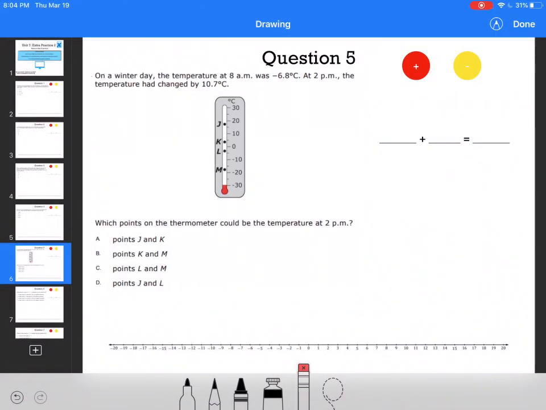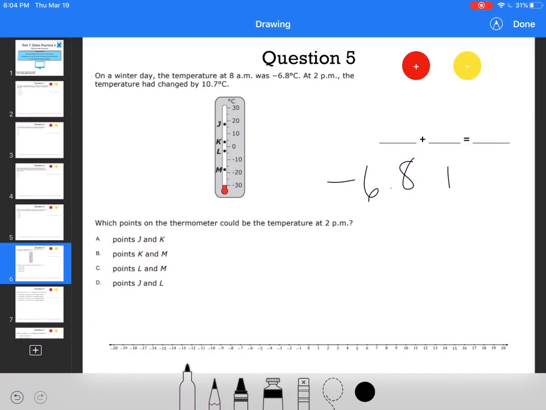Question number 5. On a winter day, the temperature at 8 a.m. was negative 6.8 degrees. By 2 o'clock, the temperature had changed by 10.7 degrees. Which points on the thermometer could represent the temperature at 2 p.m.?